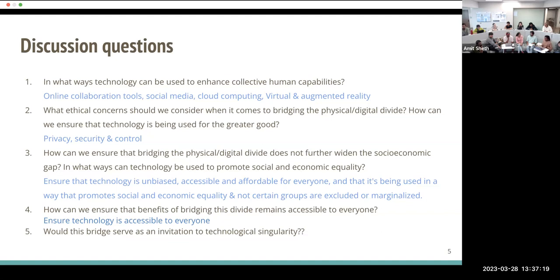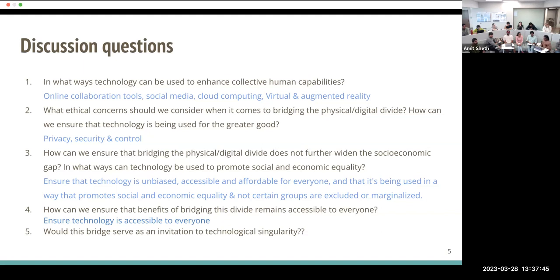The fourth question is also similar to the third one: how can we ensure that the benefits of bridging the divide remain accessible to everyone? The answer is the same as earlier, that we should ensure the technology is accessible to each and every person.